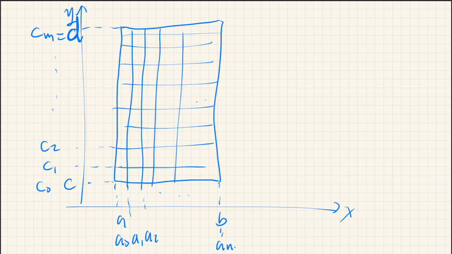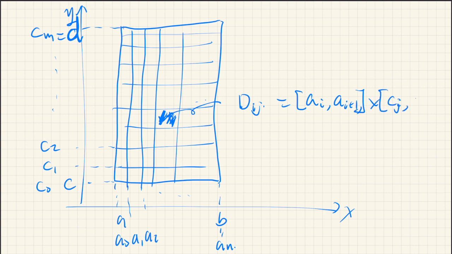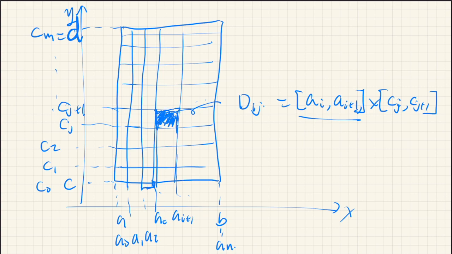Okay, so we represent each of these smaller rectangles as Dij, where this is the direct product of [ai, ai+1] times [cj, cj+1]. So this is a closed interval. This is ai, and this is ai+1, and this is cj, and this is cj+1. This smaller closed region is called Dij.